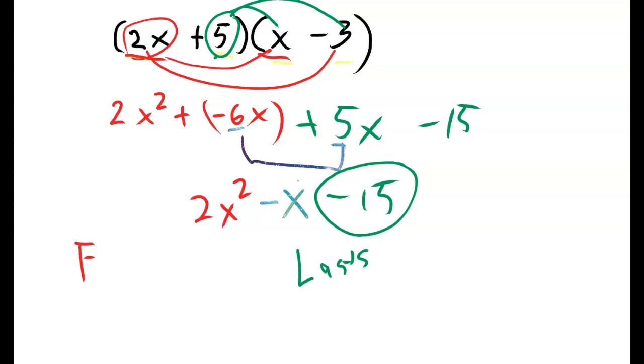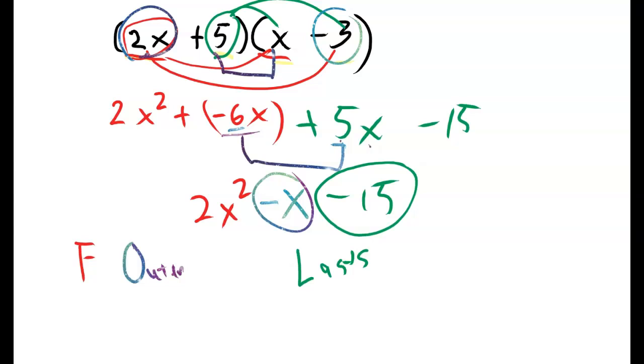This term in the middle comes from, first of all, this negative 6x came from the first of this one times the last of this one, and those are the outer terms. And then the 5x comes from the product of the inner terms. And you probably learned somewhere in your education how to FOIL. First, outers, inners, last, and often the outers and inners can be added together.